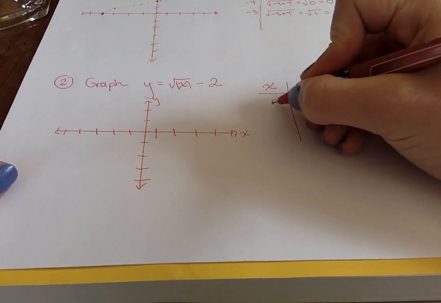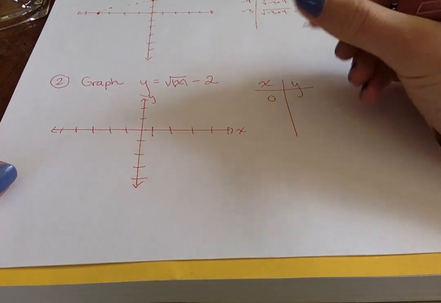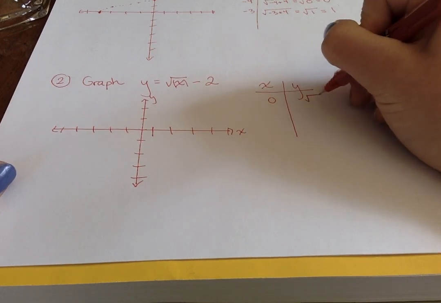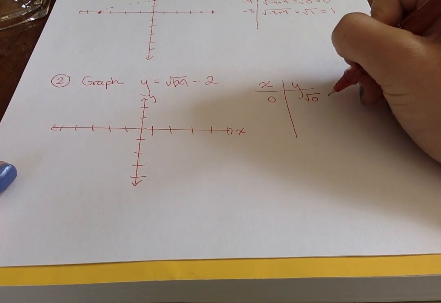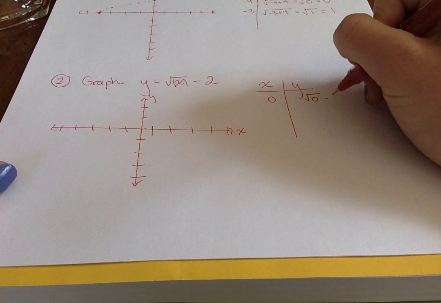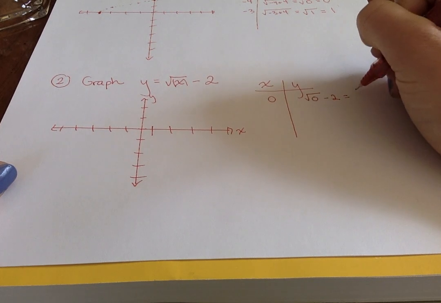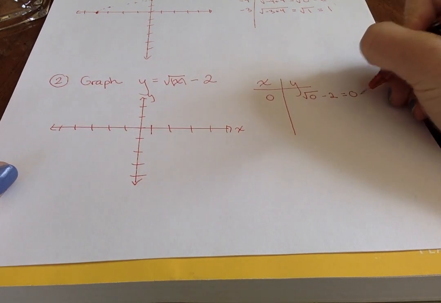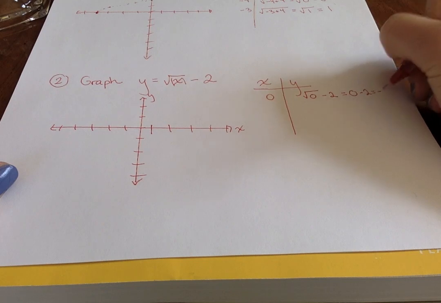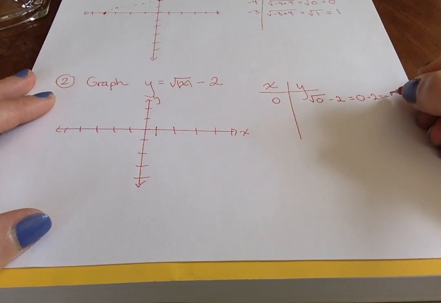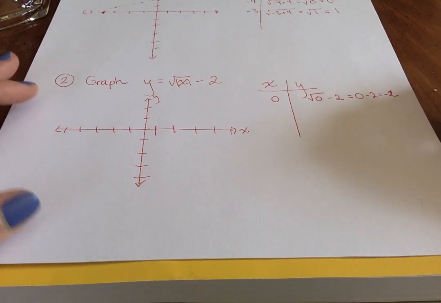For example, 0, because we know that the square root of 0 is 0. So in my y column, I put the square root of 0, I end the square root, and then I subtract 2. So my answer is 0 minus 2, or negative 2. So now I know I have the point 0, negative 2 on my graph.